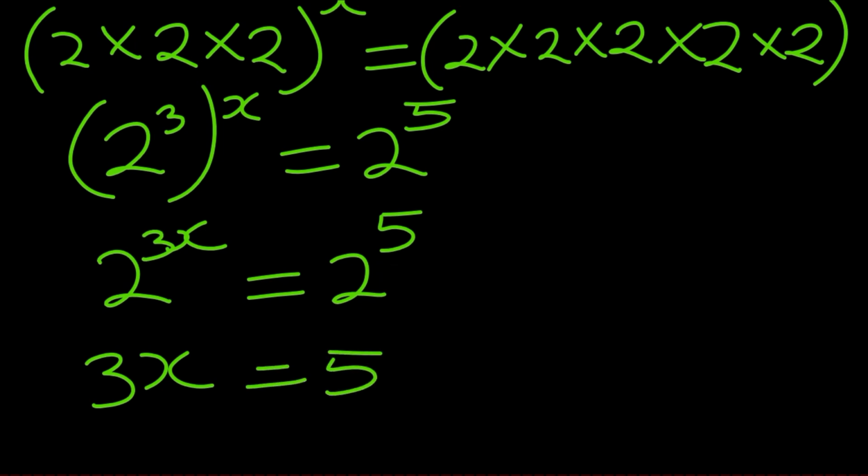Let's divide both sides of the equation by 3. 3x divided by 3 is equal to 5 divided by 3. 3 divided by 3 is 1.